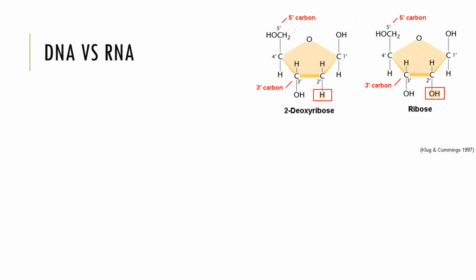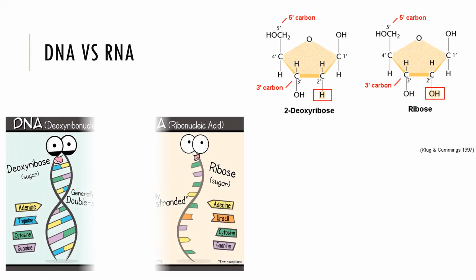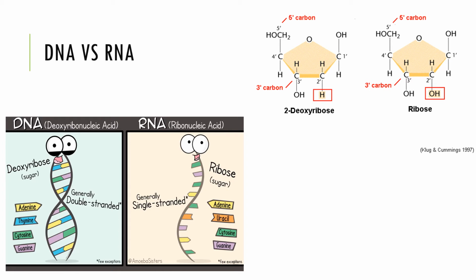Now, before we move on, I'd like to emphasize some differences between DNA and RNA. The first and foremost difference is that DNA is double-stranded, whereas RNA is single-stranded. DNA consists of thymine, whereas RNA consists of uracil, and at the second carbon of DNA there's an H group, whereas at the second carbon of RNA there's an OH group.